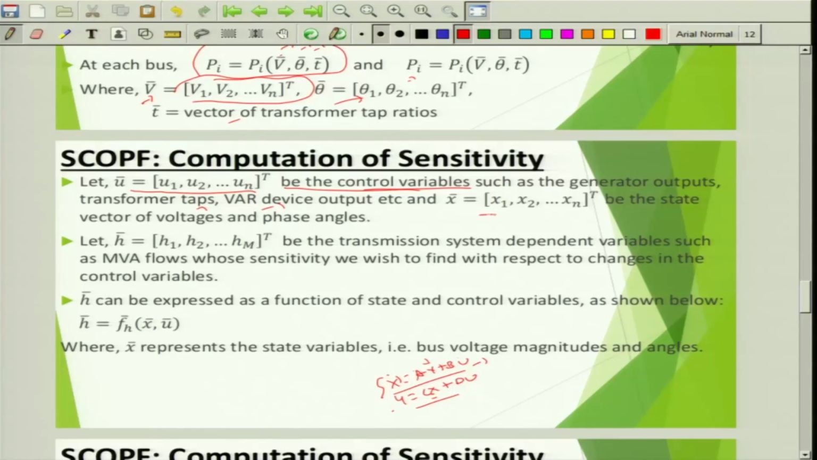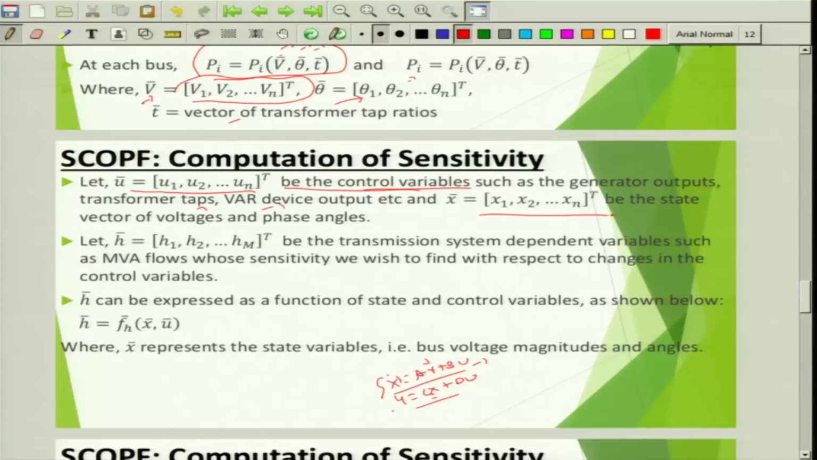And x bar is the state variables. What are the state variables? Voltage and phase angle. State variables are those variables by knowing which you will get to know the overall power flow and other things, right. So what are those critical state variables? Voltage and phase angle, because active power is dependent upon voltage and theta, reactive power is also dependent upon voltage and theta, right.